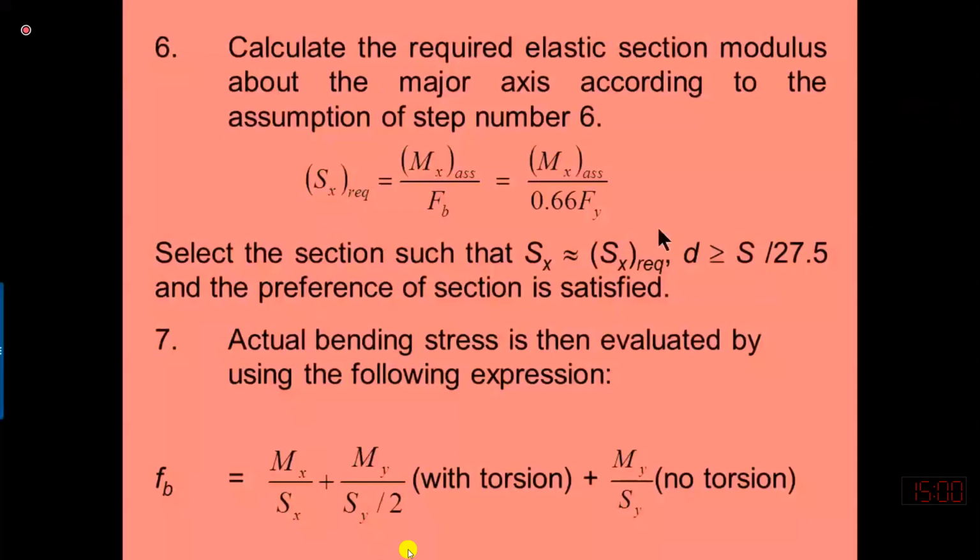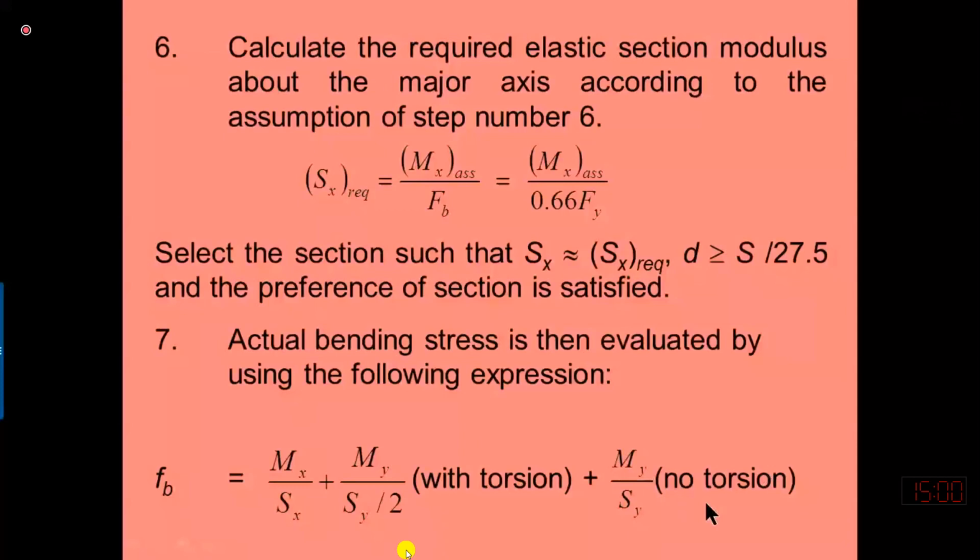we have to check the bending stress or the strength of the section. The applied bending stress should be less than the bending strength. So the applied bending stress can be computed by this equation. So bending stresses are equal to Mx over Sx, My over Sy by 2 with torsion, and My over Sy without torsion. So why are we dealing with torsion and without torsion separately? So here we are computing the bending stress due to self weight separately, because self weight is not producing any torsion.